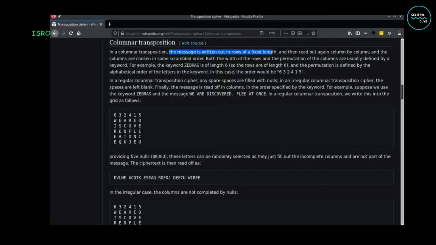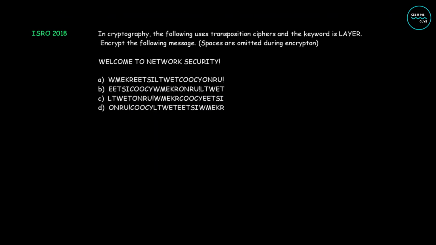So if the keyword is LAYER, it will be written out in columns, and according to that you have to give each letter a number according to the alphabet. A comes first in the alphabet, so we'll name it 1. And then E comes, so 2nd, then 3, 4, and 5.